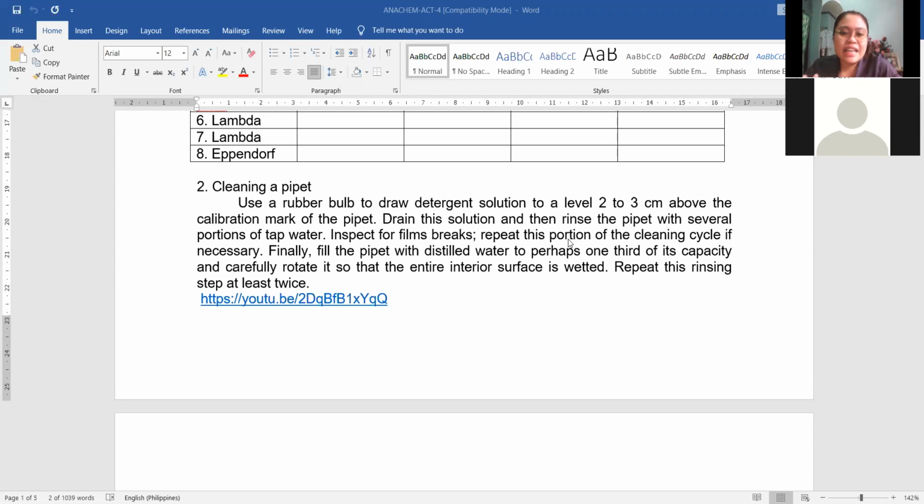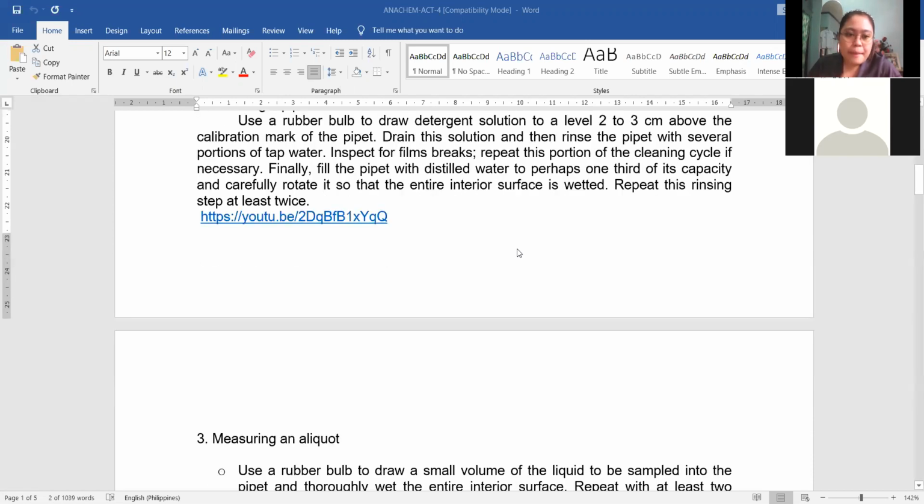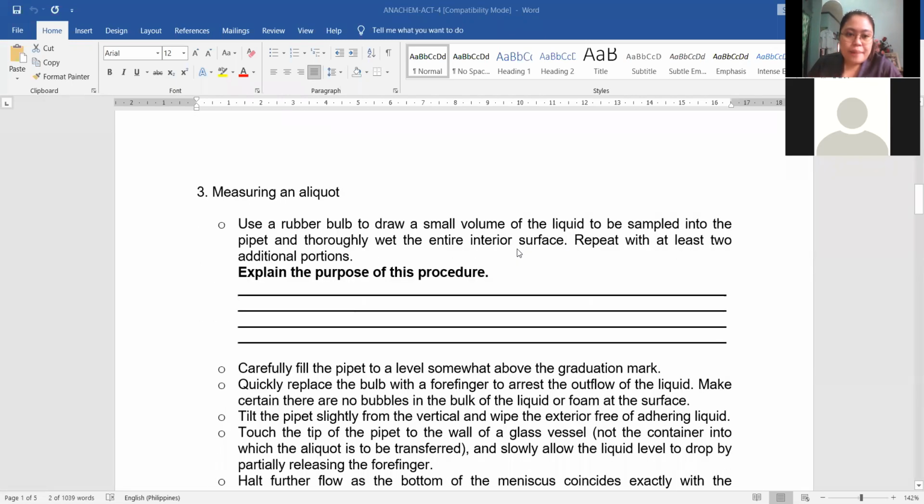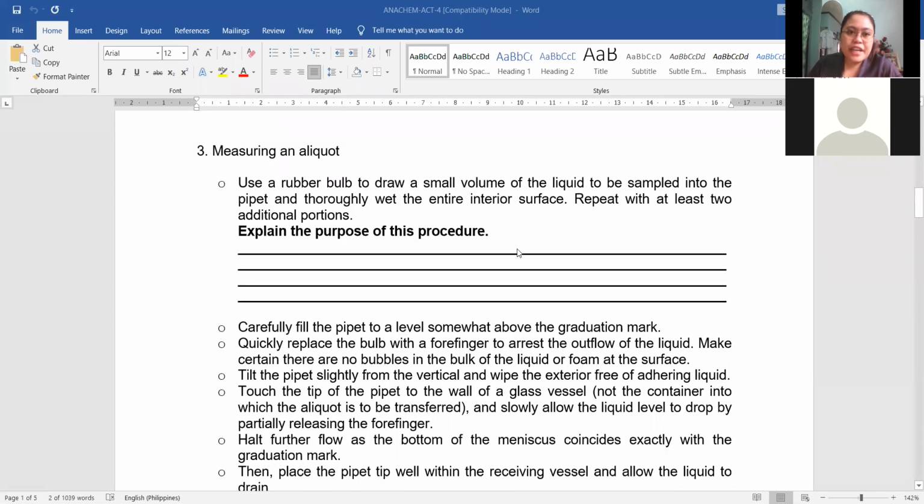So that's the cleaning of the pipette. Now, how about measuring an aliquot? When you say measuring an aliquot, we will be measuring the substance na kailangan natin. So remember, di ba, a pipette has a calibration mark. So magme-measure tayo hanggang doon sa calibration mark mismo.